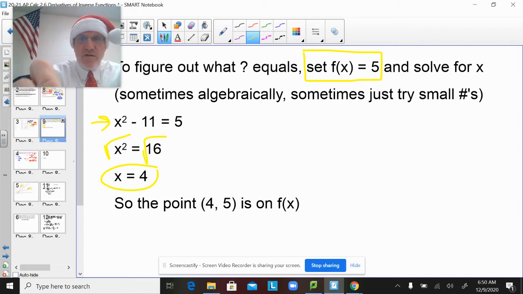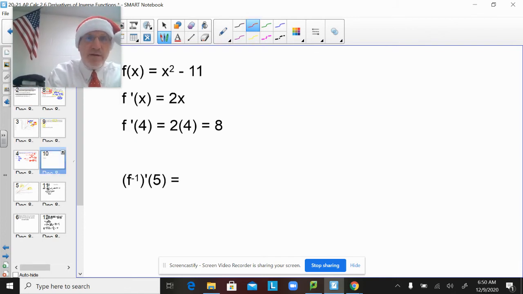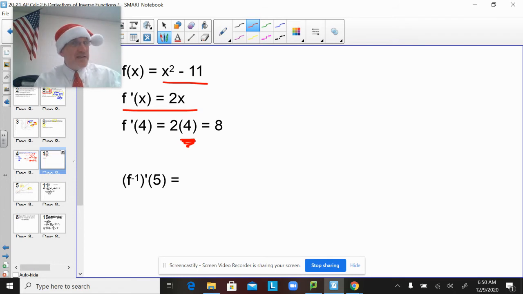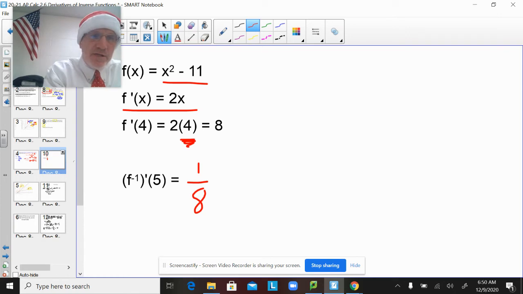Now, there's my function. We'll take the derivative, which is still 2x. I plug in that 4 that I needed to find. I get 8. And if f prime of 4 is 8, that means f inverse prime of 5 is just 1/8.